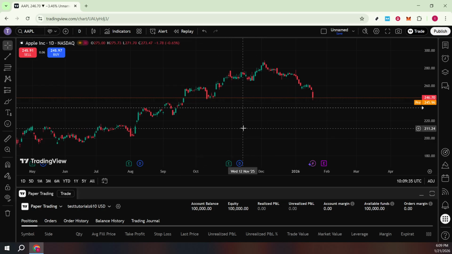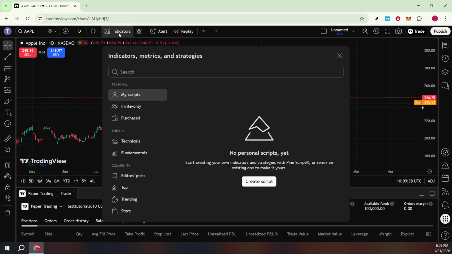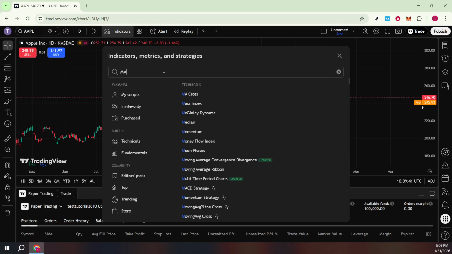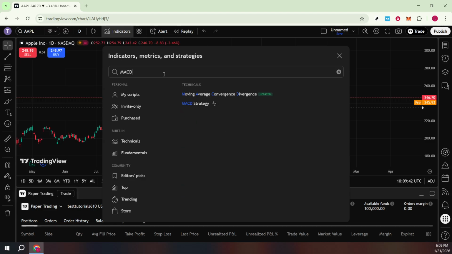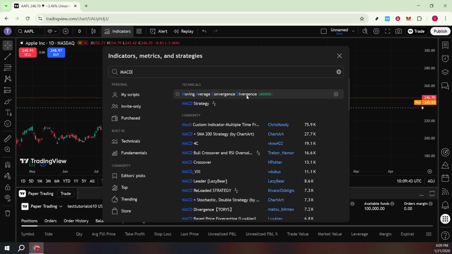Once your chart is open, look for the Indicators button near the top of the screen. This is where TradingView keeps all its built-in tools. Click it to open the search panel. In the search bar, type MACD. You'll see a list of results. Choose the one labeled Moving Average Convergence Divergence under the built-in indicators. A single click will add it to your chart.